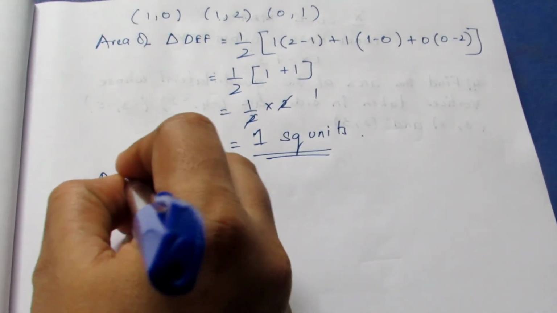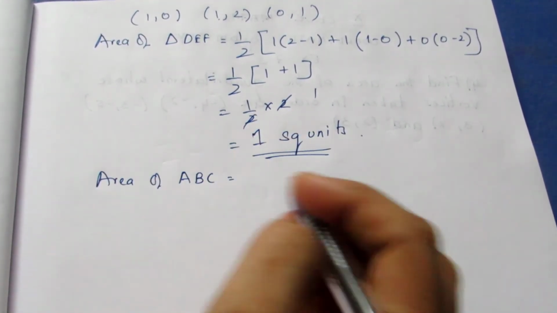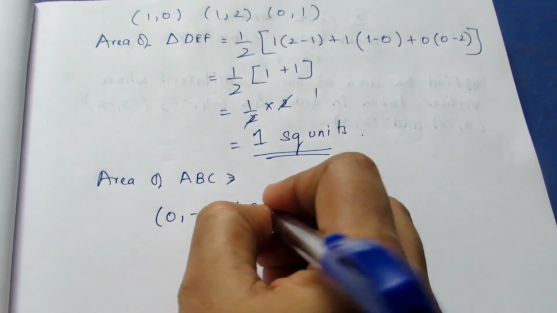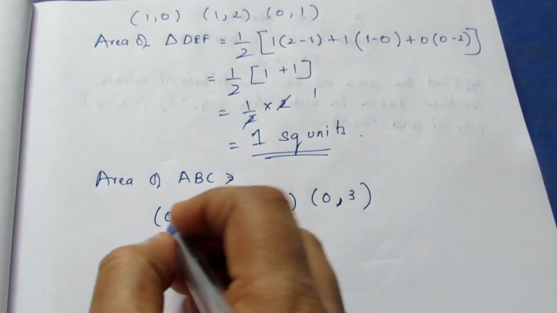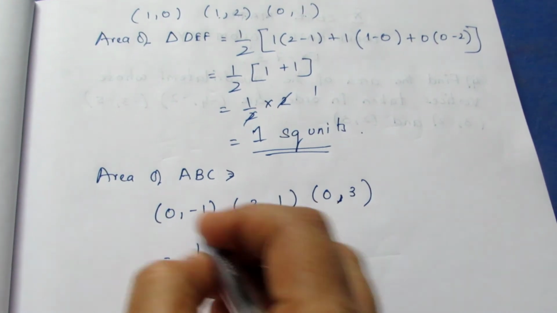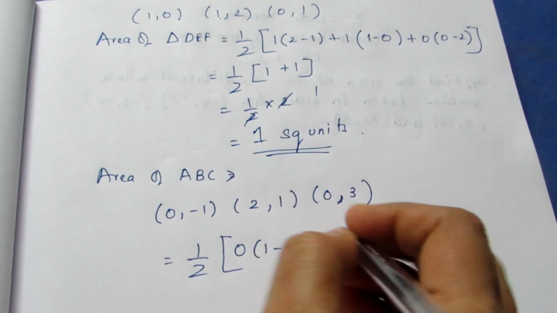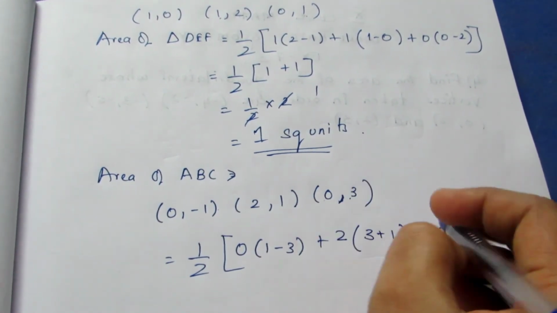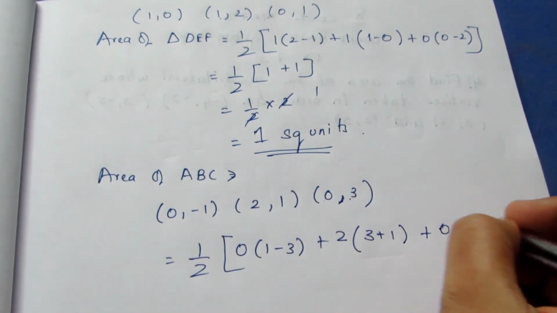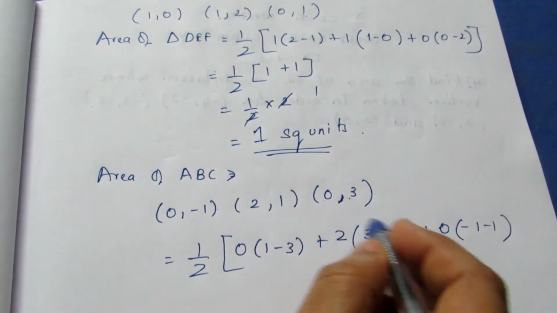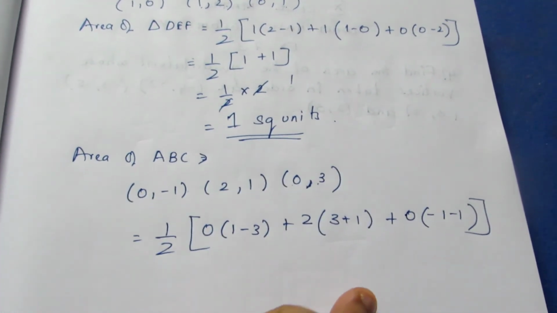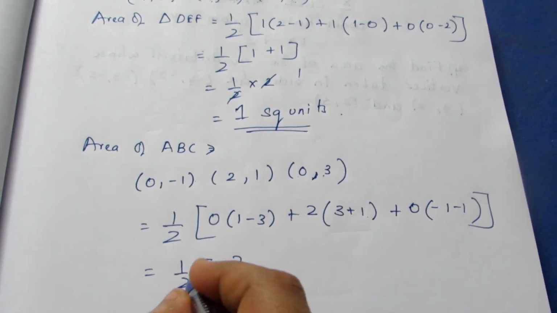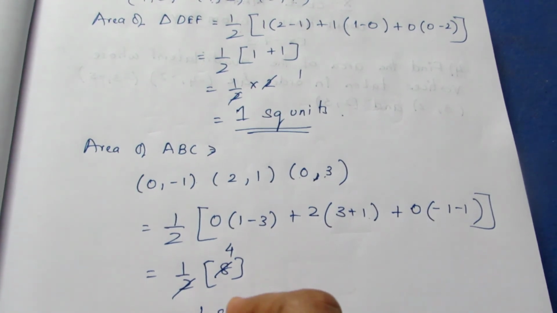We'll find for ABC. For that we need the points. A is (0, -1), B is (2, 1), C is (0, 3). Now half into 0 into any number will be 0. So no worries here. Now 2 into (3 plus 1) plus here is also 0. So the calculation part is very easy now. We can leave this and we can leave this. We can solve only this because 0 into any number will be 0. Here half into 4, 4 twos are 8. Now we can cancel this. It is 4 square units.